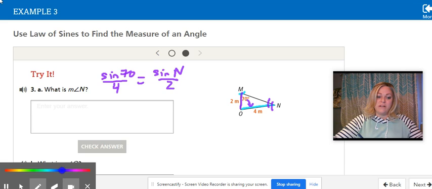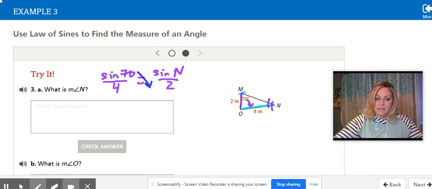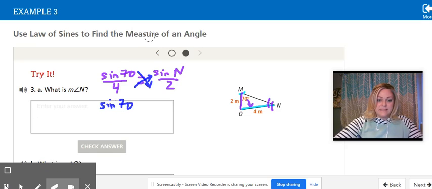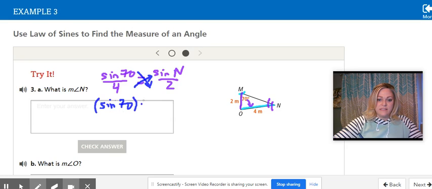Grab those calculators, cross multiply. And I usually, honestly, don't even grab my calculator at all until everything is finalized. Sine 70, put those in parentheses, just to make sure that stays together, times 2. I'm going to make that look more like a 2 than it was. It kind of looks like a z at the beginning. 4 times sine n. Get n by itself, which means you have to divide by 4.